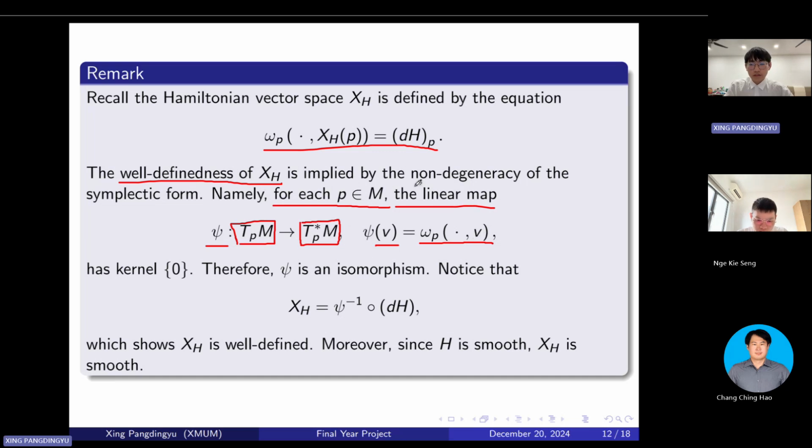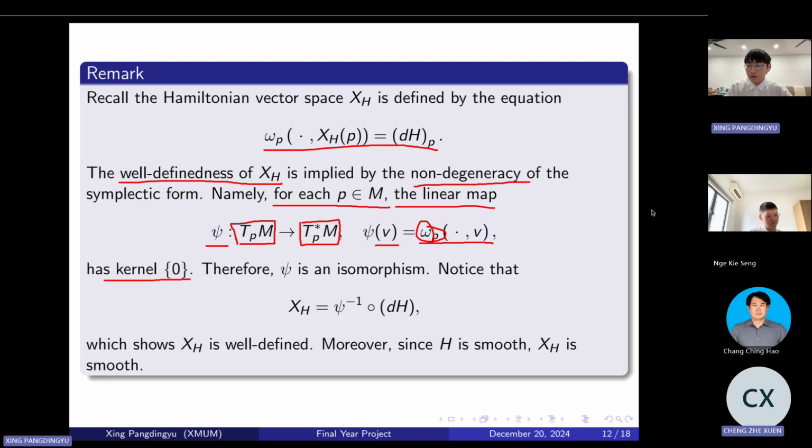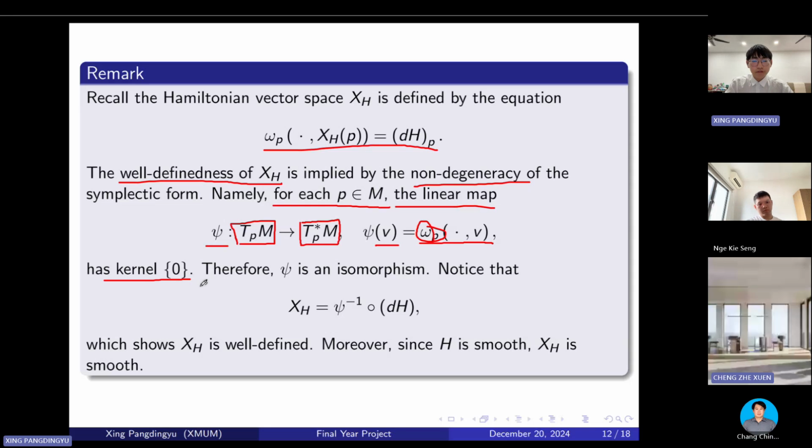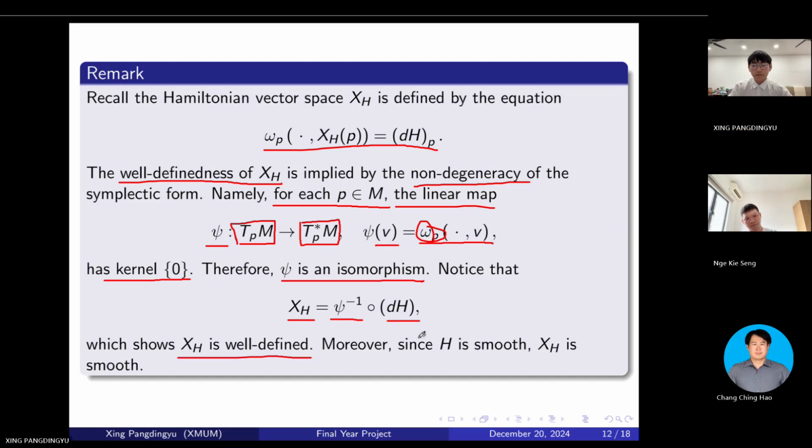By the non-degeneracy of omega_p, we know that psi has kernel 0, which means that it has a trivial kernel. So by linear algebra, we know that psi is an isomorphism. So it is bijective and psi inverse is well defined. It is easy to see that X_H is actually the composition of psi inverse and dH. Therefore, X_H is well defined. Moreover, since both components of this composition are smooth, X_H is also smooth.